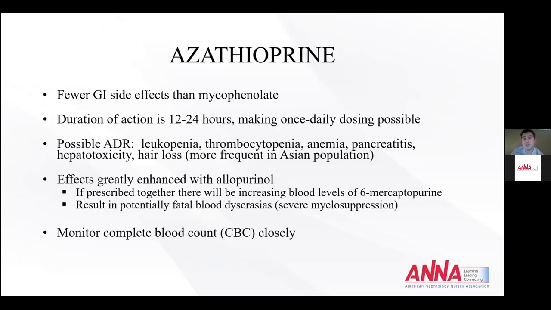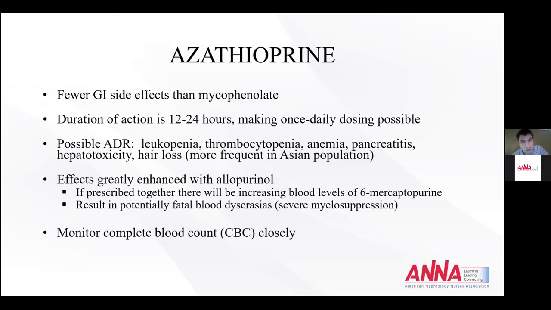So sometimes patients do like that because they don't have to take another one in the evening. With all immunosuppressions, just like this one, you still have the risk of leukopenia or low white blood cells, low platelets, anemia. So it's all that bone marrow stuff, over-suppression. You actually can get pancreatitis. Haven't seen it, but have seen it in case reports. The thing I worry about with azathioprine is hepatotoxicity, so be checking your liver function tests. And then you actually can get alopecia or hair loss from this, and it's more frequent in the Asian population for some reason.